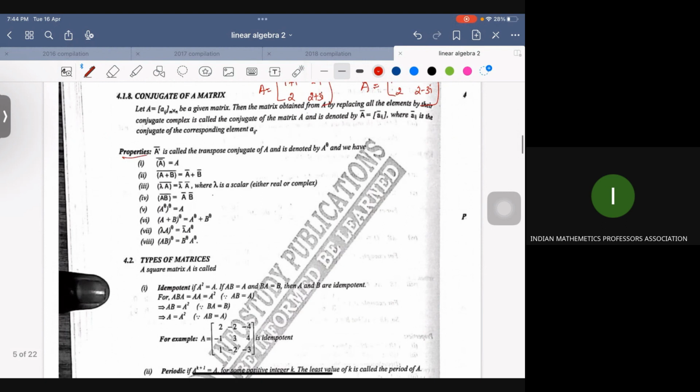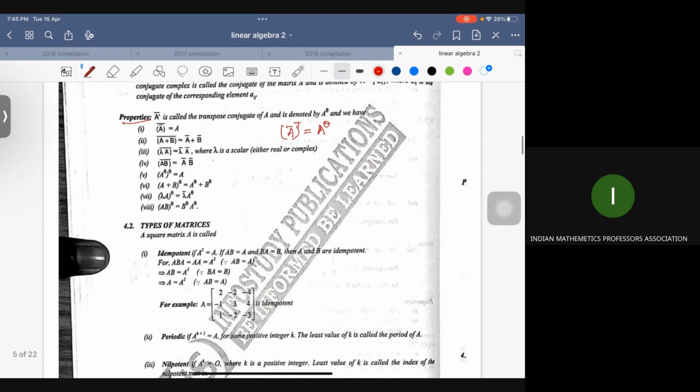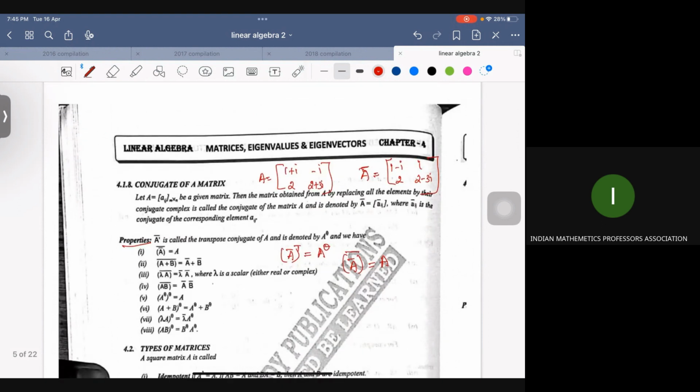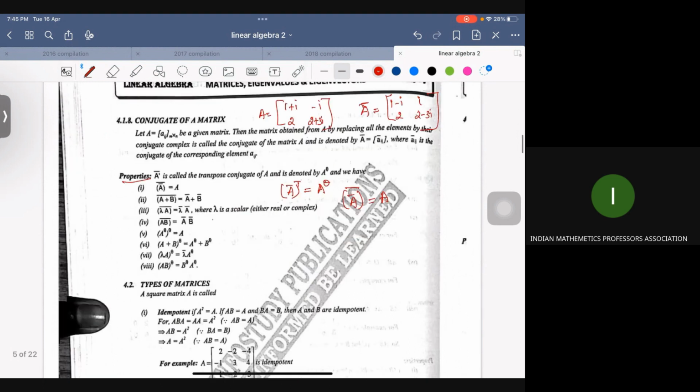Here the properties of A conjugate: A bar transpose, we can represent the whole A bar transpose by A theta in the upcoming topics. Here, the conjugate of A conjugate is nothing but the same matrix. Again, applying conjugate to A bar, we will get 1 plus i, minus i, 2 plus 3i, which is nothing but the same matrix.